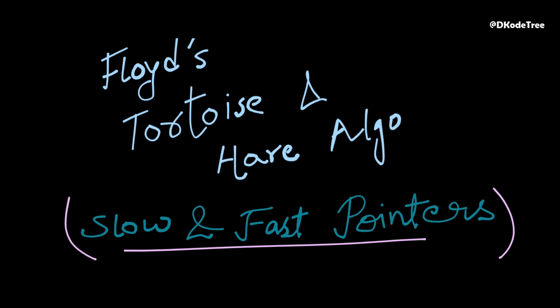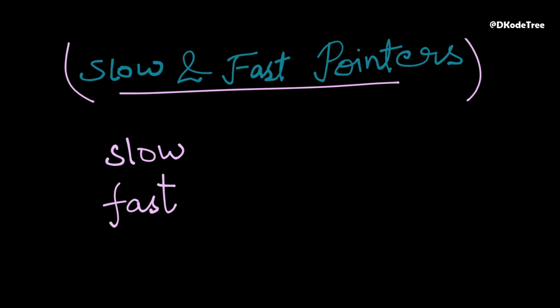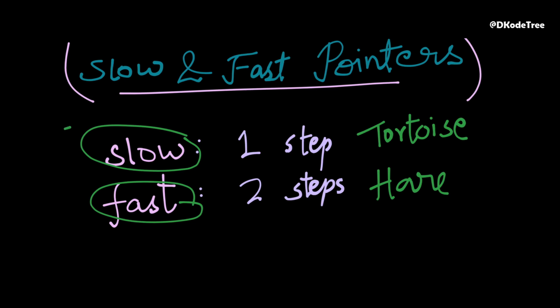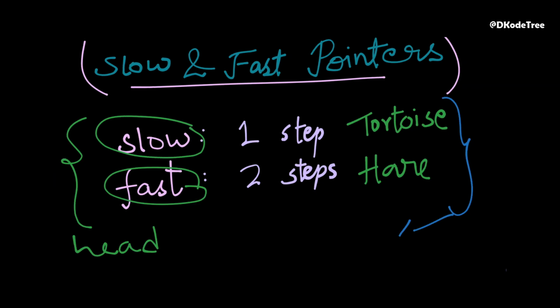In this algorithm, we take two pointers, fast and slow. The slow pointer moves one step at a time and the fast pointer moves two steps at a time. So here the slow pointer is the tortoise and the fast pointer is the hare. Both the slow and fast pointers start at the same position, say at the head of the linked list. And if at any point the fast and slow pointers meet, then there is a cycle. But why does this work?